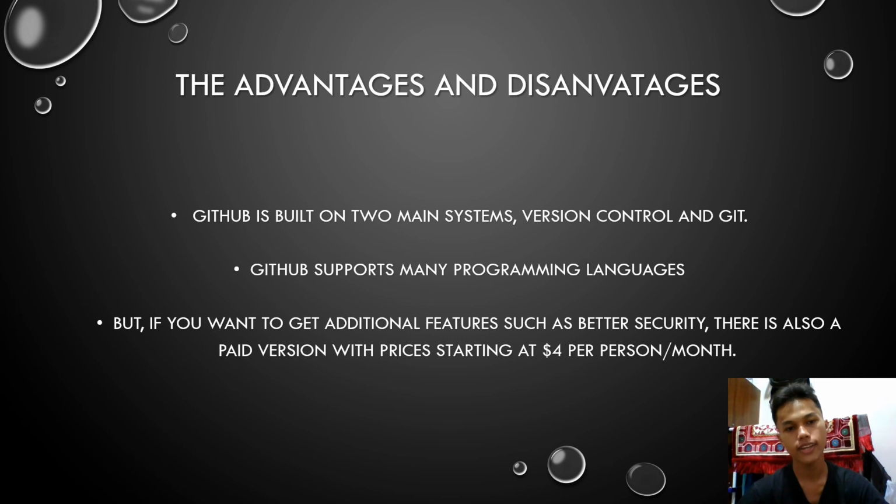3. A disadvantage of GitHub. If you want to get additional features such as better security, there is also a paid version with price starting at $4 per person per month.